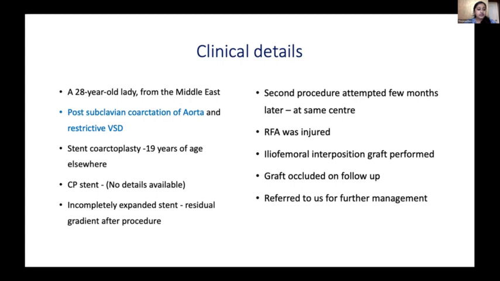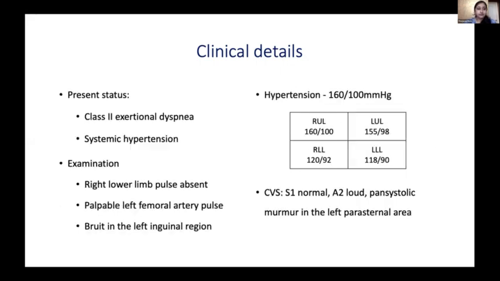The relatives were told after the procedure that the stent was incompletely expanded and there was a residual gradient. She underwent a second procedure at the same center after a few months, during which the right femoral artery was injured and an iliofemoral interposition graft had to be done. This graft was also told to have been occluded on follow-up, and then she was referred to us for further management. When she presented to us, she complained of class 2 exertional dyspnea, and she also had systemic hypertension.